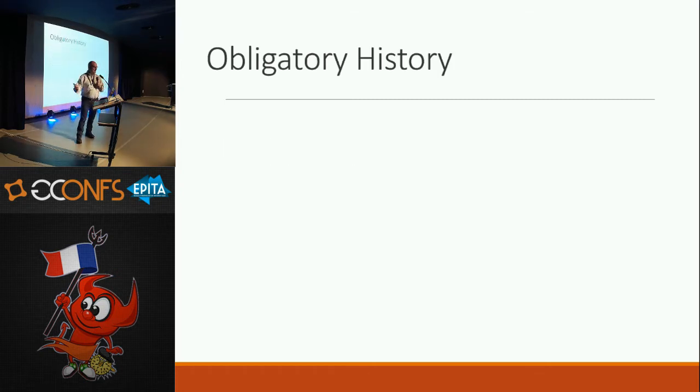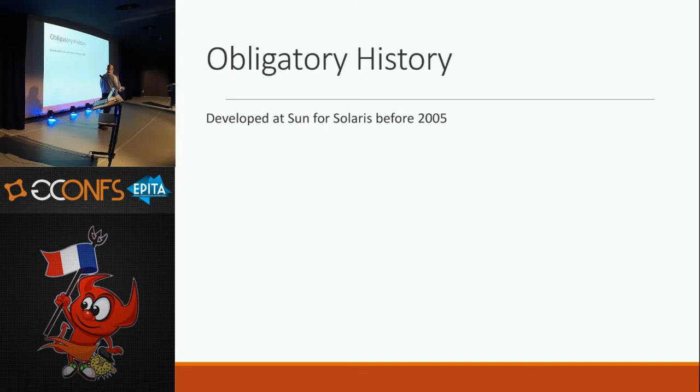So this is my histoire obligatoire, my obligatory history. DTrace was originally developed by a company called Sun. Some of you may have heard of it. Back in 2005 was the first public release that you could get in Solaris, but it was developed over time before that. It was first ported by John Burrell to FreeBSD in 2008.